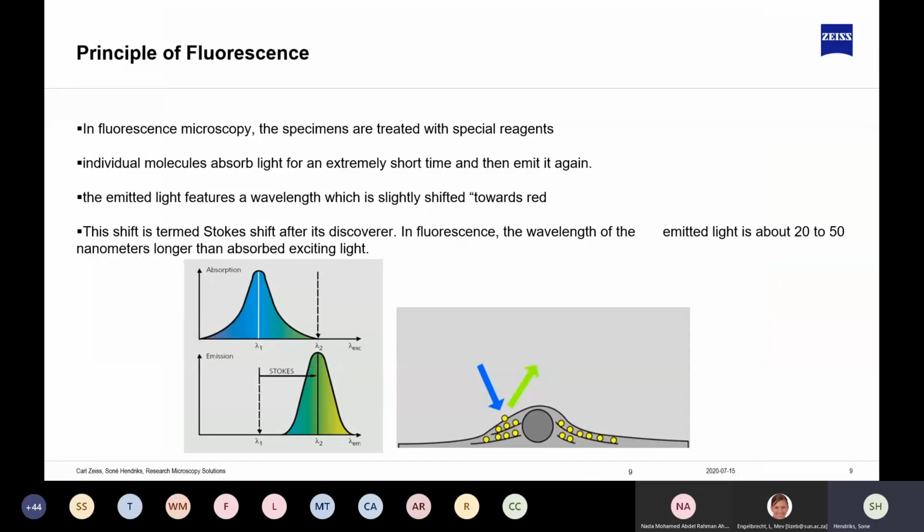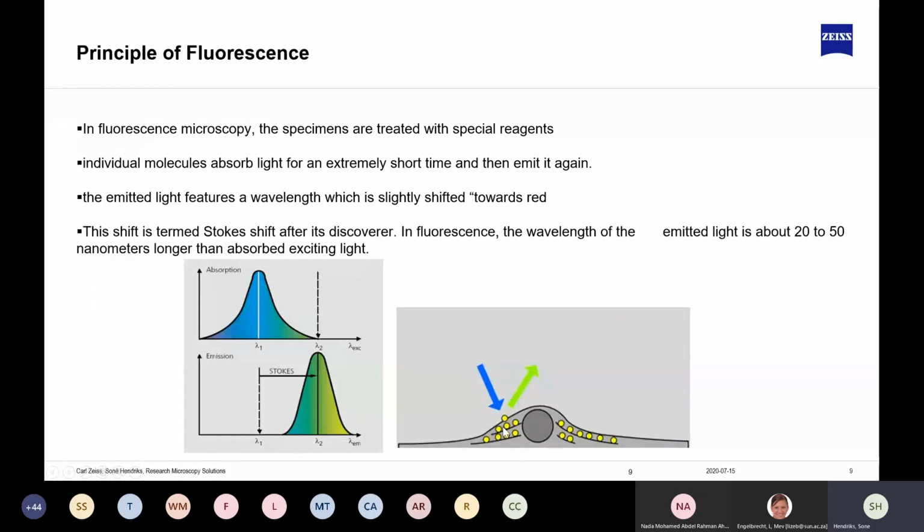So in fluorescence microscopy, specimens are typically treated with special reagents. Individual molecules absorb light for a very short time and then emit light again. And this emission is always shifted towards red. This shift is termed the Stokes shift, after the person who discovered it. In fluorescence, the wavelength of the emitted light is typically between 20 and 50 nanometers longer than the absorbed exciting light. So what you need to take home from this slide is we need a high energy, low wavelength light to excite molecules in my sample.